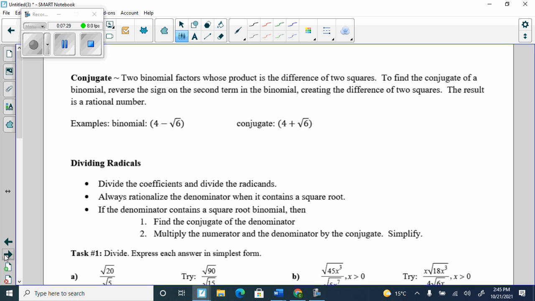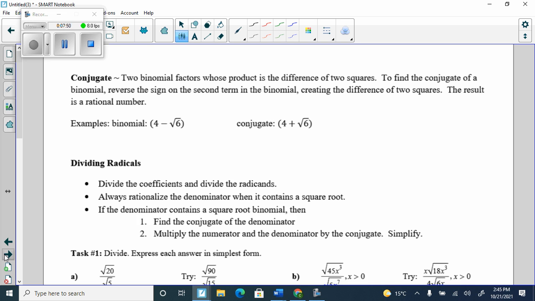Conjugates. Conjugates are two binomial factors whose product is the difference of two squares. To find the conjugate of a binomial, reverse the sign on the second term in the binomial, creating the difference of two squares. So if the binomial is 4 minus root x, its conjugate would be 4 plus root x. You just changed the middle sign.